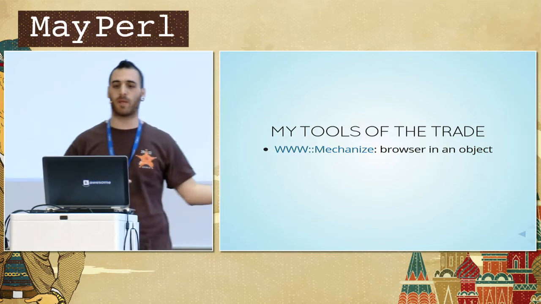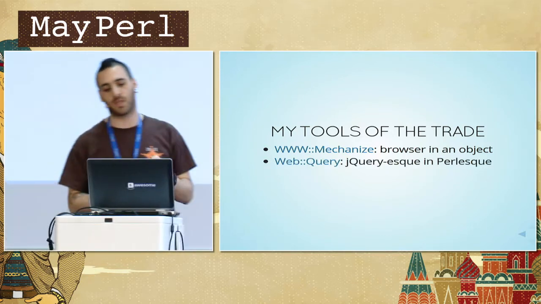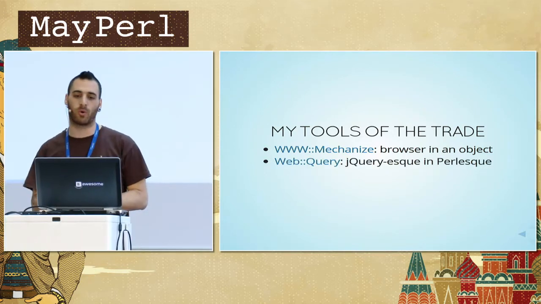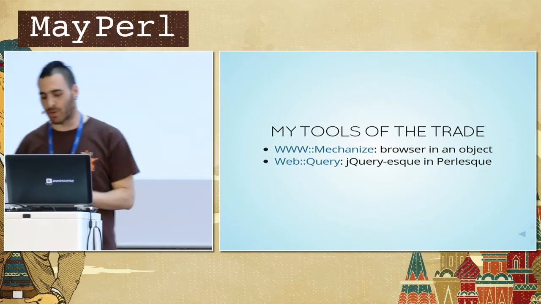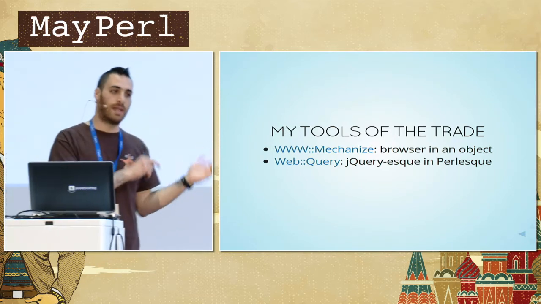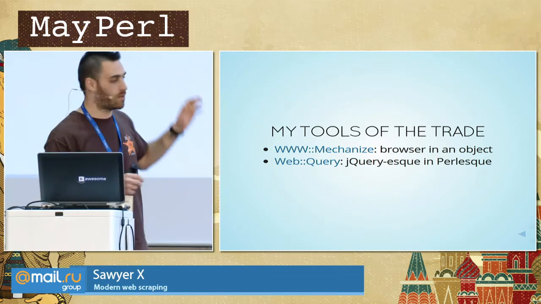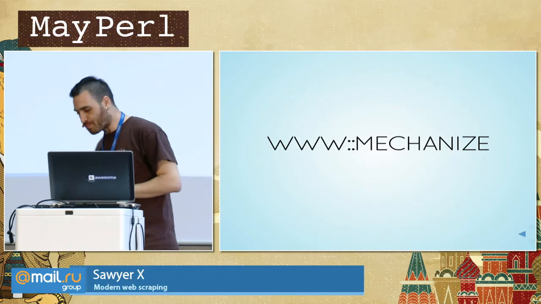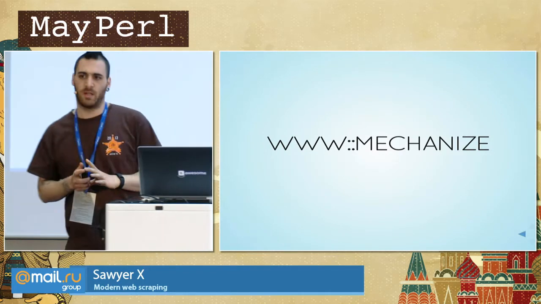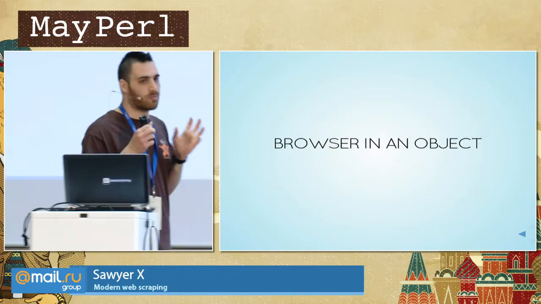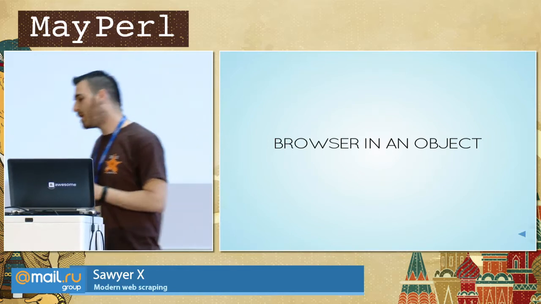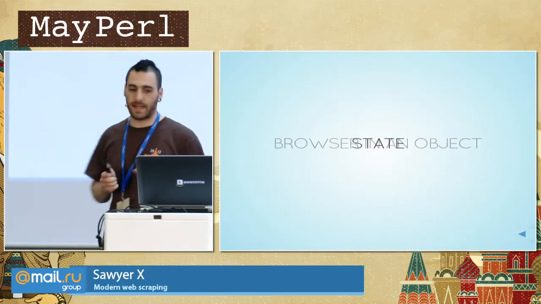So I'm going to show two basic tools. The first one is WWW::Mechanize, which is basically a browser in an object. The other one, which I'm going to focus more on, is Web::Query, which is a jQuery-esque and Perl-esque, jQuery-like scraper. It's very comfortable, very nice. And I'm going to focus a lot on that one. So, starting with Mechanize. Mechanize, like I said, is a browser in an object. And what I mean by browser in an object is that it has state.